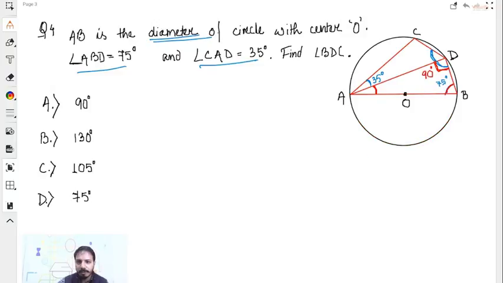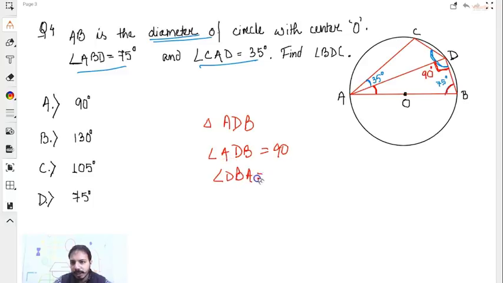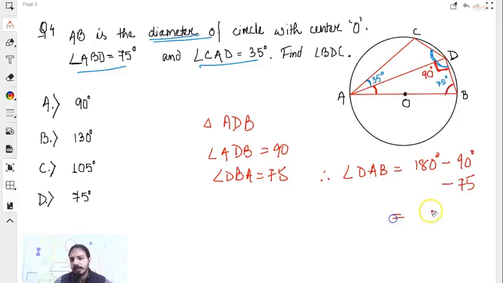Solve it. Come on, give me the answer. All of you, I want the answer from all of you. Okay, so let me just say that in triangle ADB, angle ADB is 90 and this angle DBA is given as 75. So what should be this angle? Therefore angle DAB will be 180 minus 90 minus 75. So 180 minus 90 is 90, and 90 minus 75 is 15 degrees. So I got this as 15 degrees.